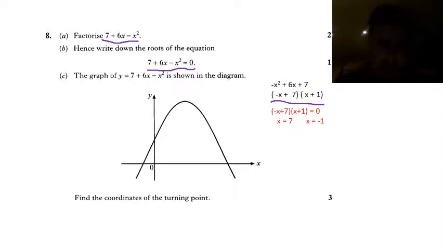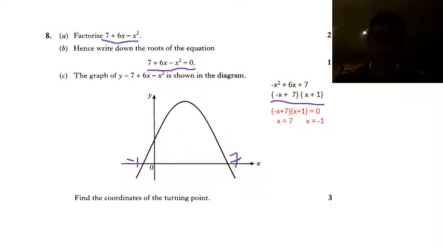Does it pass my common sense test? Let's double check. Negative 1, aye, that looks like it could be negative 1. 7, yep, that could be 7. It's much more positive than it is negative, so that makes sense. So I'm quite happy with that.